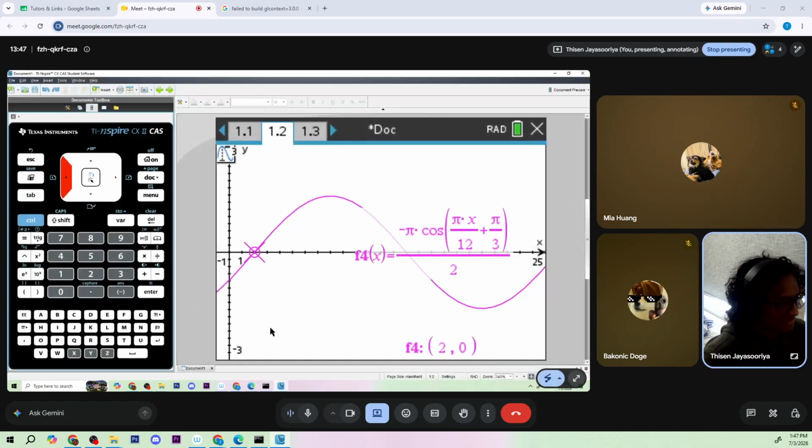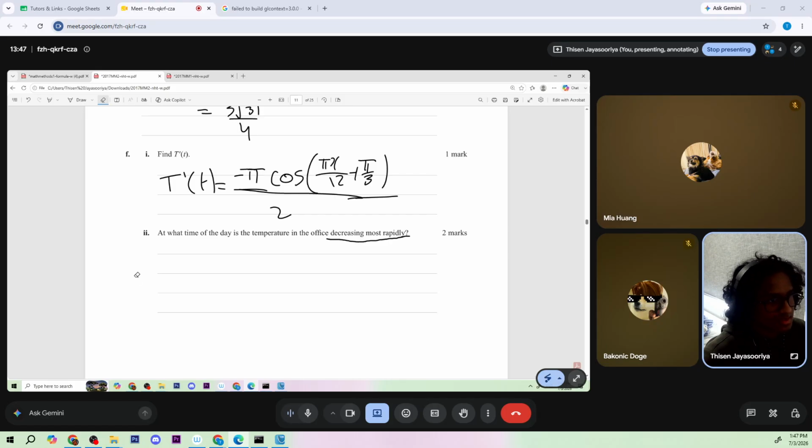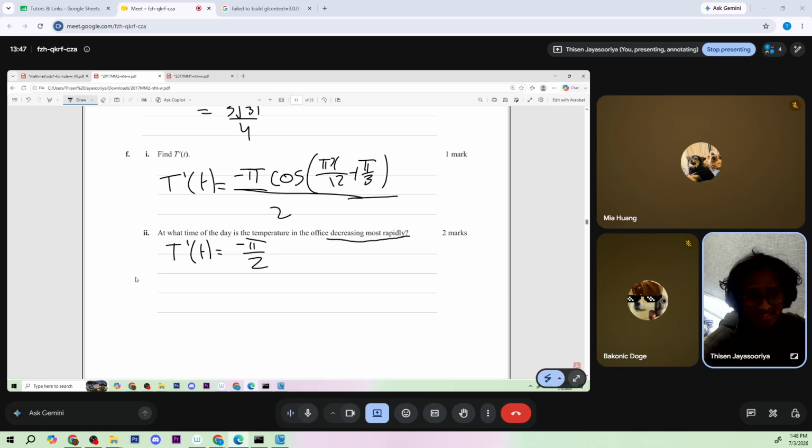Let me just reevaluate that one. When it's most rapidly decreasing, it's going to be either at a maximum point or a minimum point. Because we care about when it's most rapidly decreasing, we care about this minimum point here. So here, I'm going to say that t dash of t equals negative pi over 2. That's its amplitude, that's its minimum point. And here, by looking at the graph, we know that t equals 20.